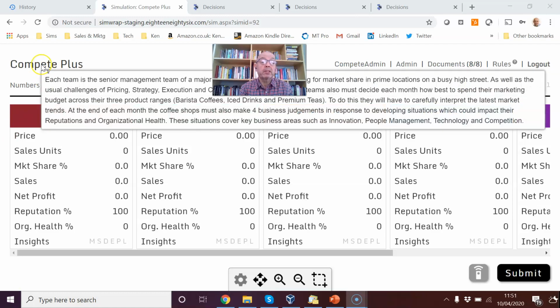And the basic scenario in Compete Plus is that you are 6 major coffee shops in prime locations on a busy high street. And you're in direct competition with the other coffee shops. Your customers are going to buy 1 cup of coffee in a particular day. So if they buy it from you, they won't buy it from somebody else.